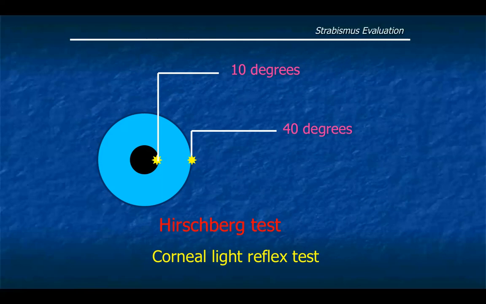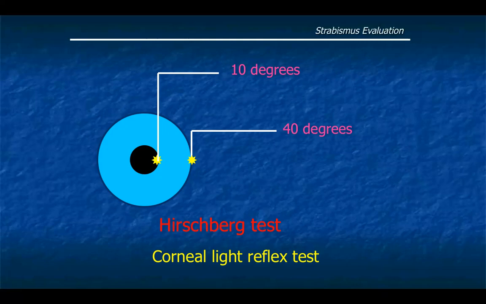If the normal pupil size is 3 millimeters in diameter, and the light reflex is displaced from the center of the pupil to reach the edge of the pupil, it is displaced by 1.5 times 7 degrees. So there is 10 degrees of strabismus. It's just a rough and crude method.